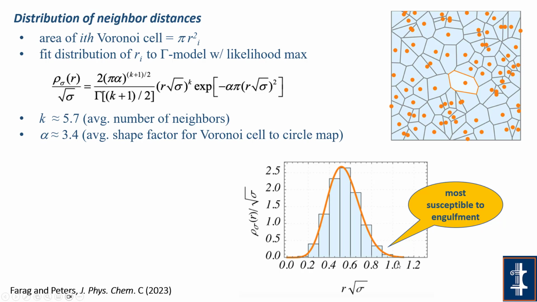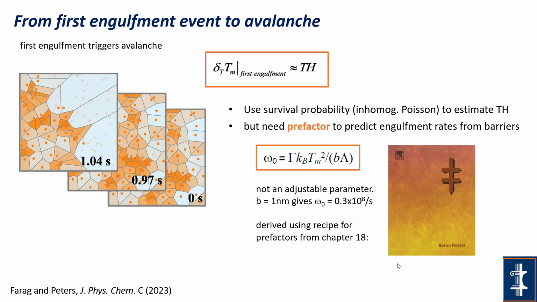These are the AFPs that are the most isolated from their neighbors, and they are the most susceptible to engulfment. And they're the ones that are going to trigger the avalanche. Now what we want to do is to use our survival probability definition, which is basically saying that we have an inhomogeneous Poisson process, to estimate the thermal hysteresis.